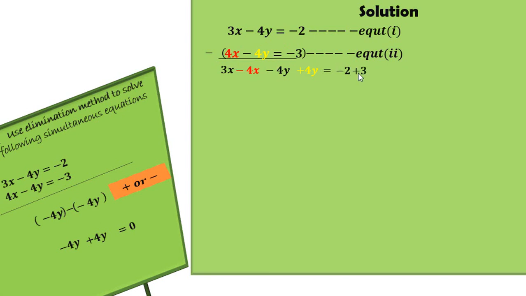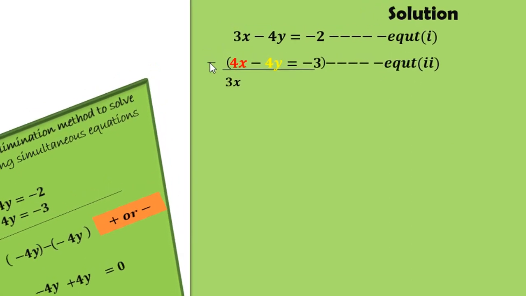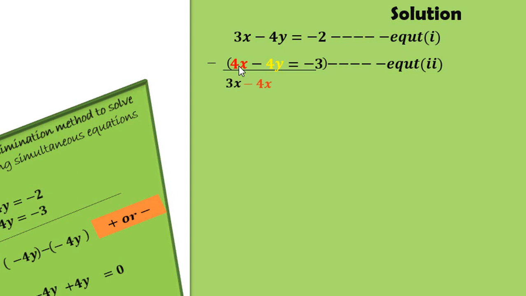Let me come again. Maybe you don't understand. You start with this 3x. Then the next thing is this negative multiplying this 4x. That gives negative 4x. The next term is minus 4y. You use this negative again to multiply this minus 4y. It becomes positive 4y. Then equal to, this is minus 2. Using this negative again to multiply this minus 3, it becomes plus 3. So this negative will multiply everything that is inside this bracket.